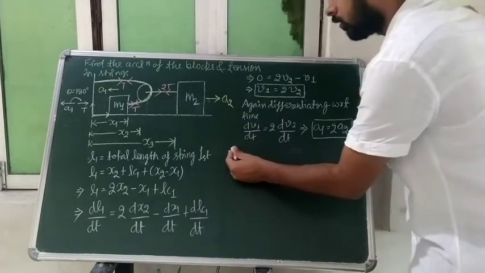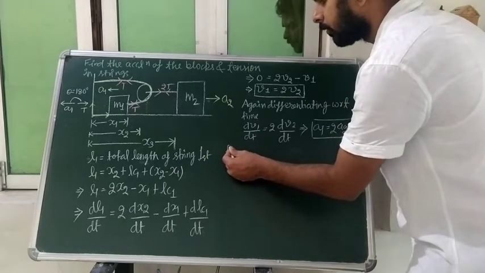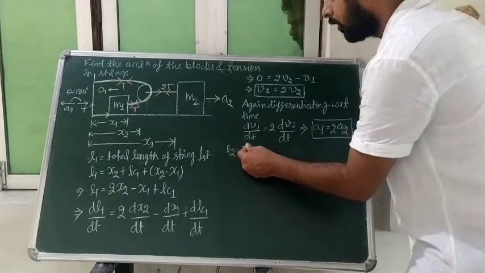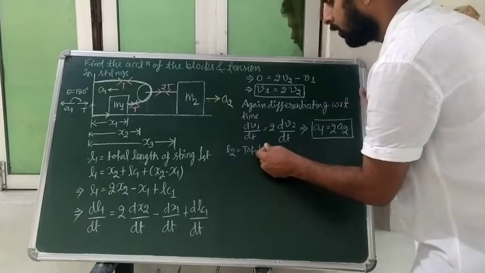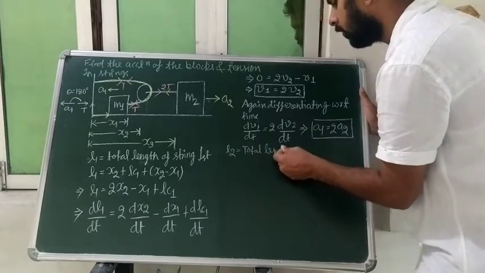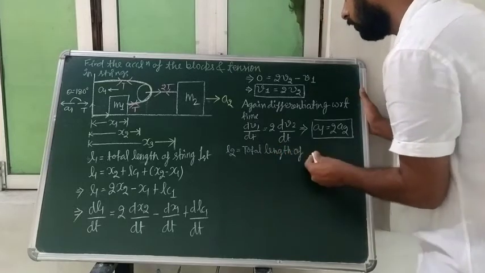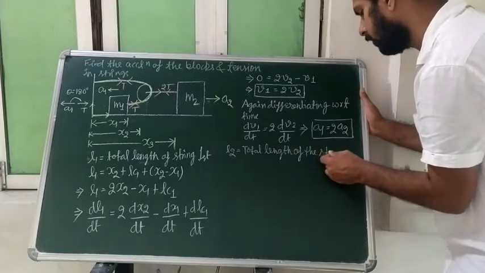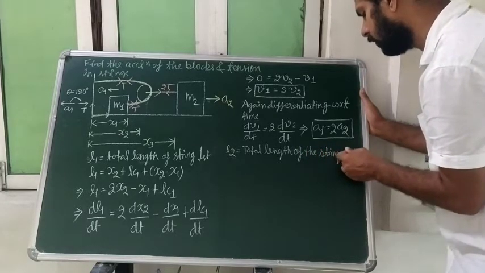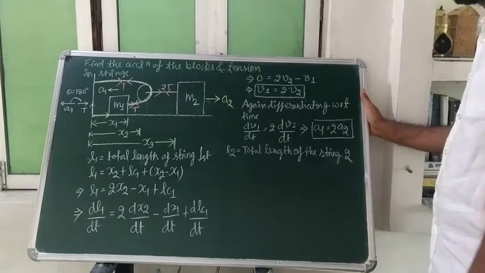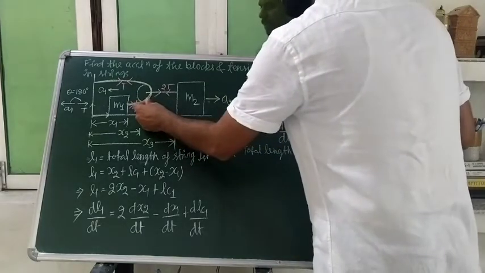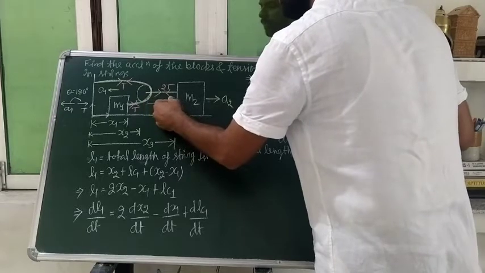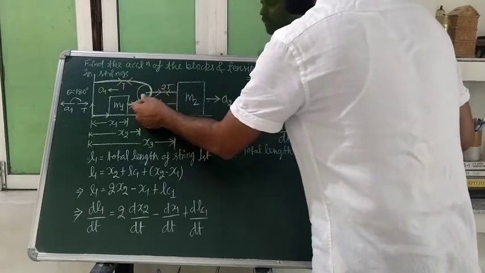And now suppose I am saying this L2 is the total length of the string. This L2 is representing the total length of this string. It is the second string here only.